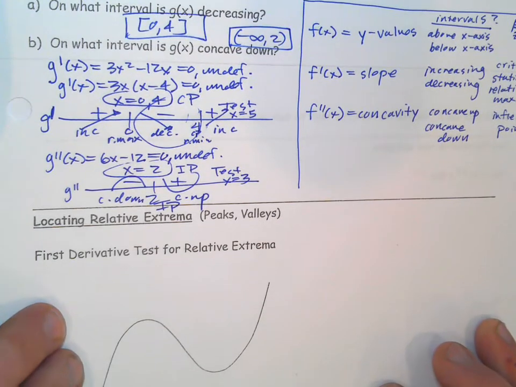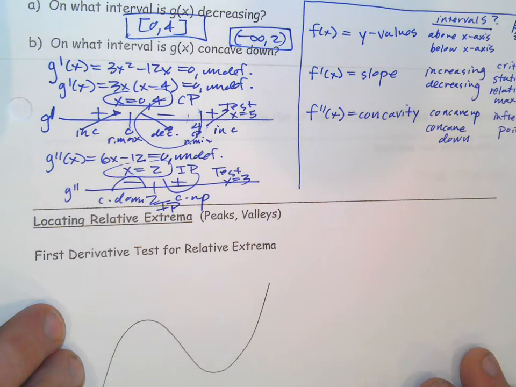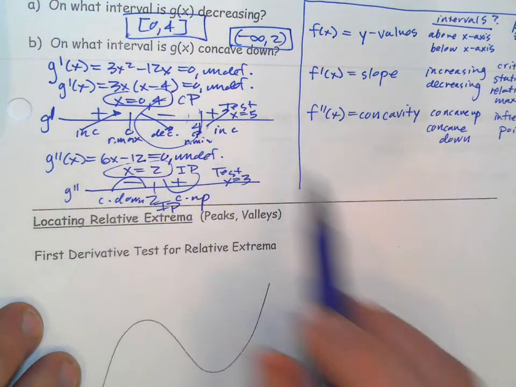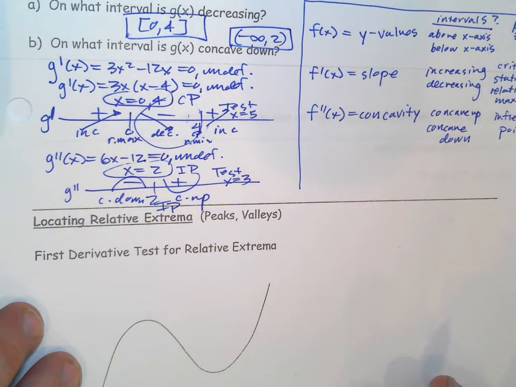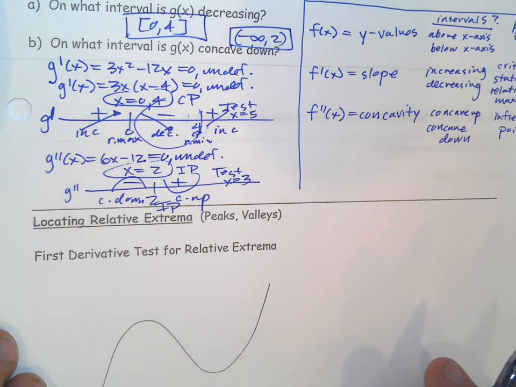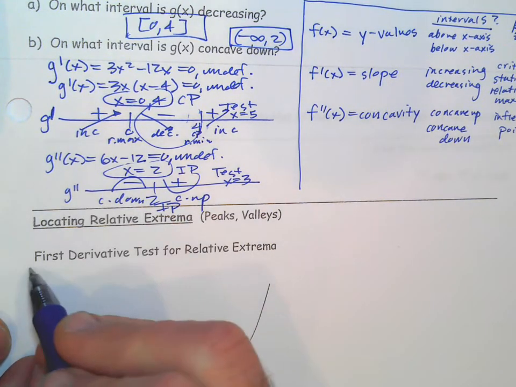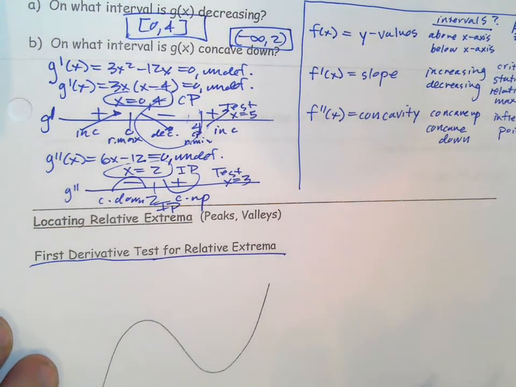Today we're going to talk about locating relative extrema, relative maxes and mins. I did start talking about this on the assignment, and I've been making notes of it on our line check. So it's something we pretty much do the work for, but we just got to get a little more technical with it. So we're going to look at the first derivative test for relative extrema.